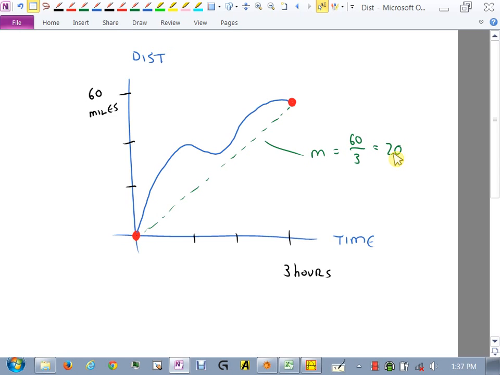At some instant in time, you had to be traveling that speed. It's impossible to have an average speed of 20 miles per hour and not go 20 miles per hour at some point in time. That's what the mean value theorem is saying. Do you all understand that?